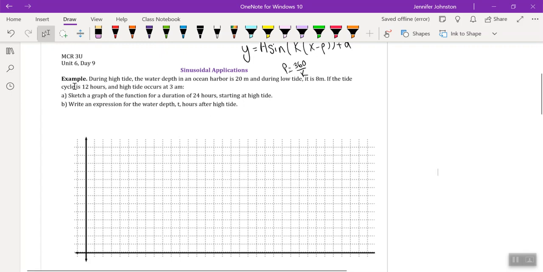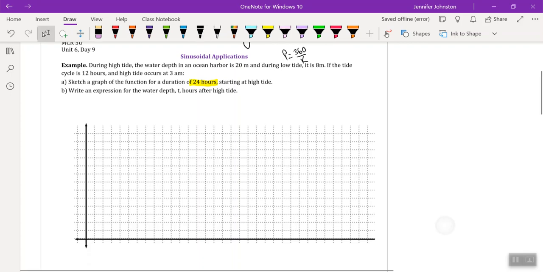So it looks like one cycle is going to be 12, and it looks like we're going to be doing it for a 24-hour span. So that's 2 cycles. The time always runs on our x-axis, but we're going to call it t for time. And then the depth of water, how deep the water will be, D for depth.